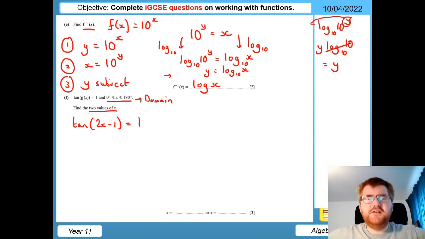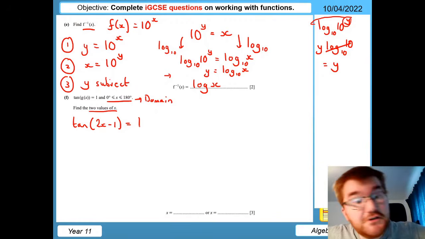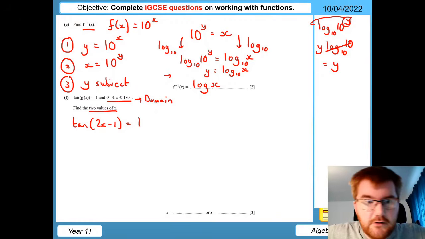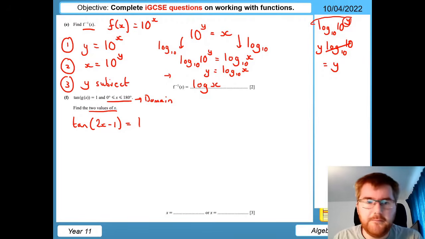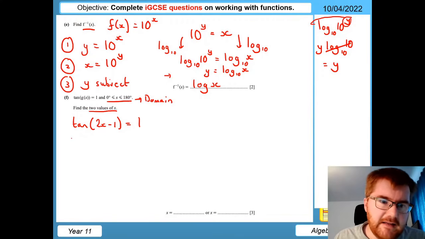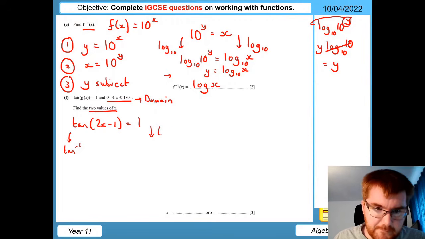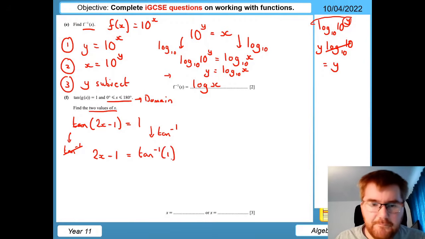So essentially they want us to work out a trigonometric equation, which is quite rare on this particular course, but it can come up. Now the way to look at this is we can actually work out one of the answers here by working out inverse tan of both sides. Notice I said one of the answers. So if we do tan inverse on both sides, this cancels. We're left with 2x minus 1 is equal to tan inverse of 1.